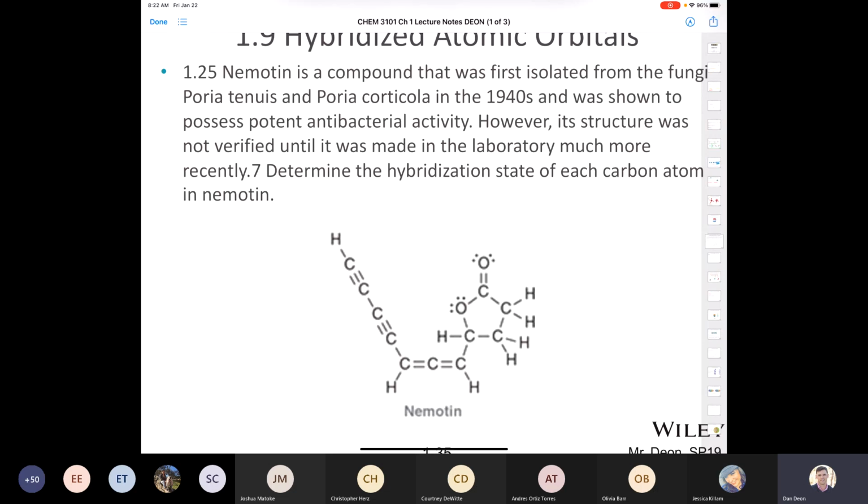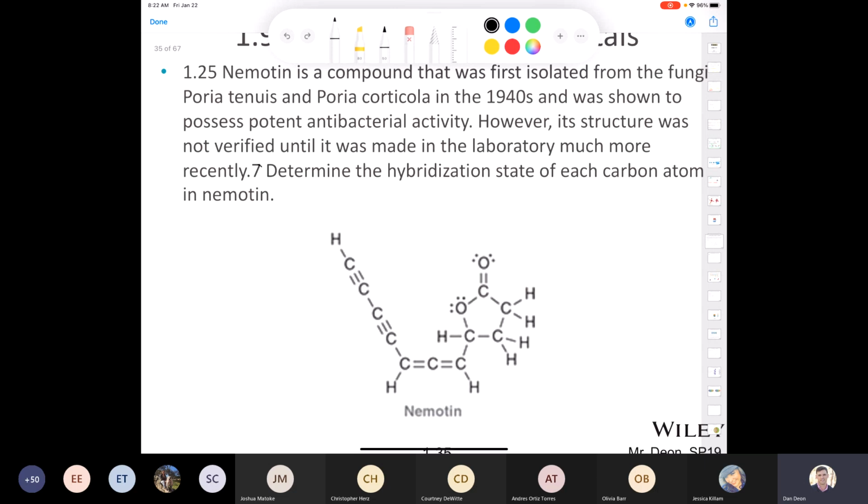It says that nematine is a compound first isolated from the fungi Poria tenuis and Poria corticola in the 1940s and was shown to possess potent antibacterial activity. However, its structure wasn't verified until it was made in the laboratory much more recently. There's a typo here. There shouldn't be the number 7. It says determine the hybridization state of each carbon in nematine.